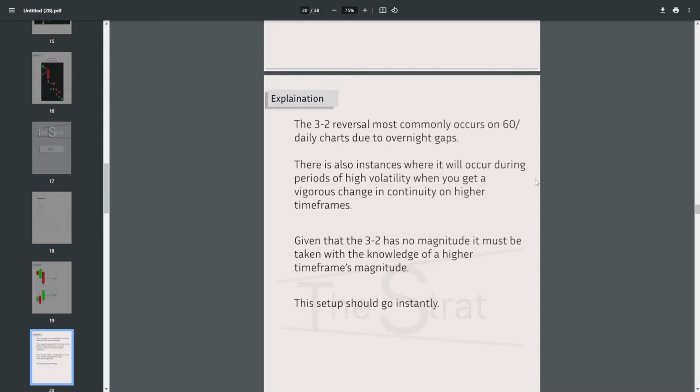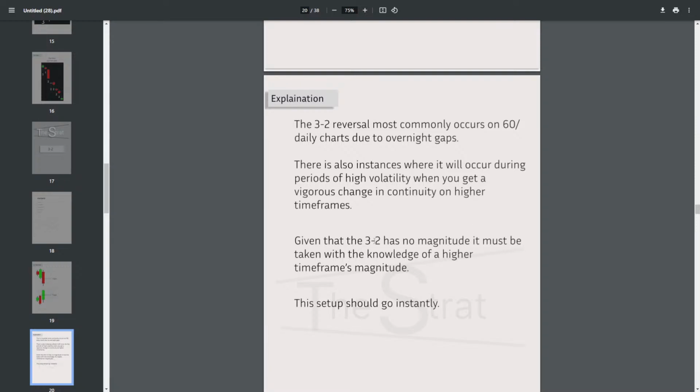So these commonly occur on 60 and daily charts due to overnight gaps. There's also instances where you're going to see it occur during periods of really high volatility because it's a 3, right? So high volatility. And that happens when you get a vigorous change in continuity on higher time frames, most often than not. So if you're going to have a 3-2 month or a 3-2 reversal week or any of that type of stuff, it's because you have a really aggressive group and then the next one becomes that 2 when that continuity changes the next week or the next month or whatever time frame it is.